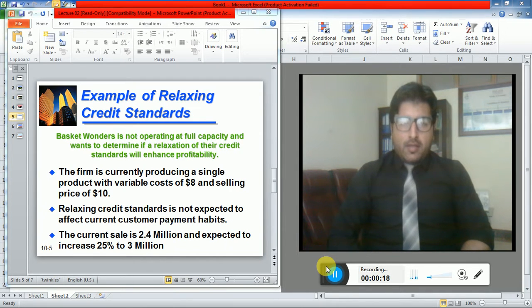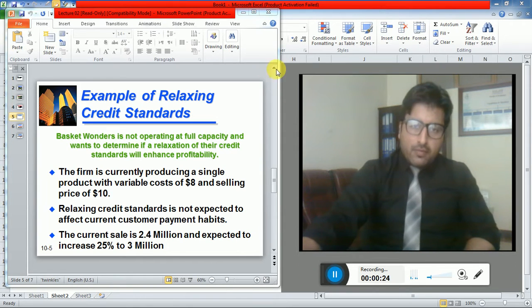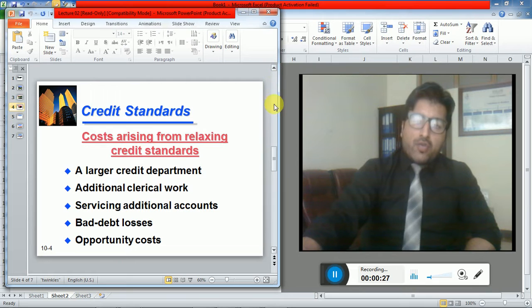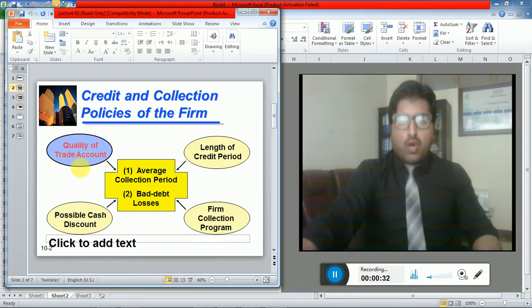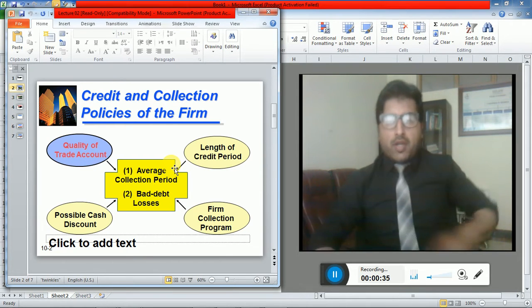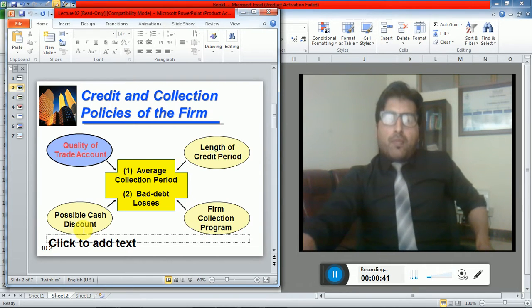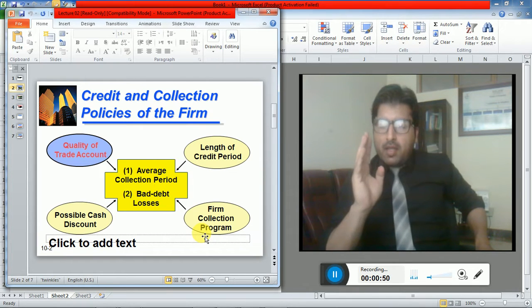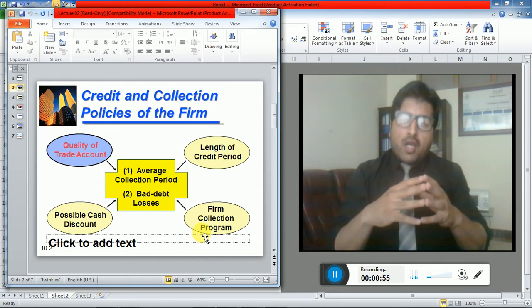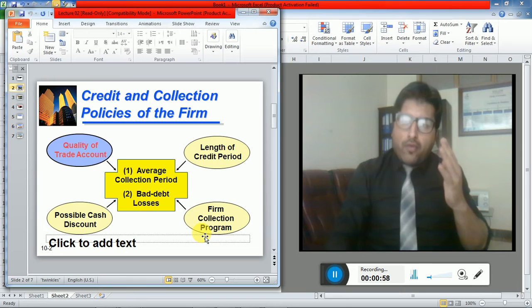Dear students, if you remember, in the last lecture we talked about the four variables or factors which affect account receivable: the quality of trade account, the length of the credit period, and also the possible cash discount in the firm's collection program. When we talk about the management of account receivable, it means we talk about these four things.